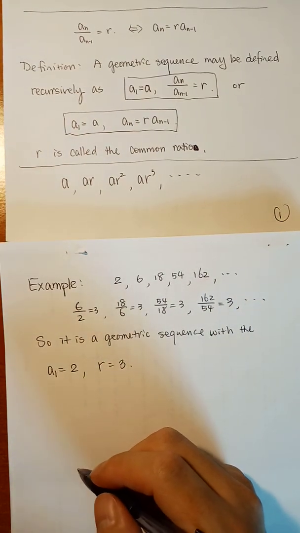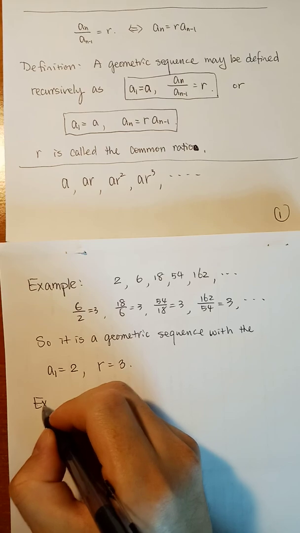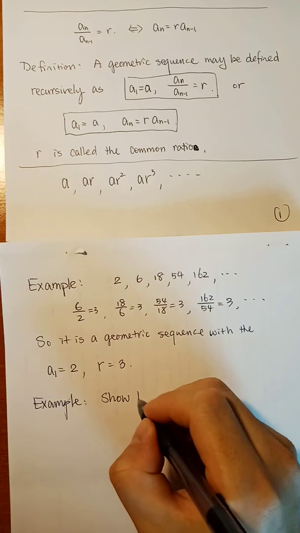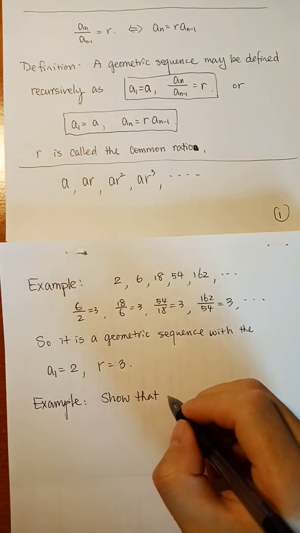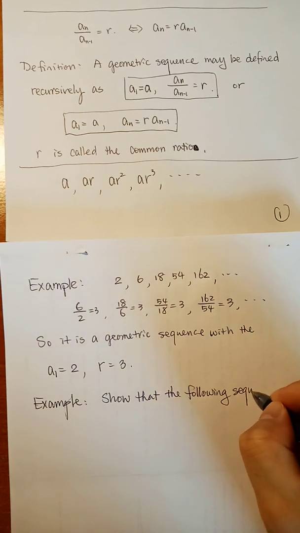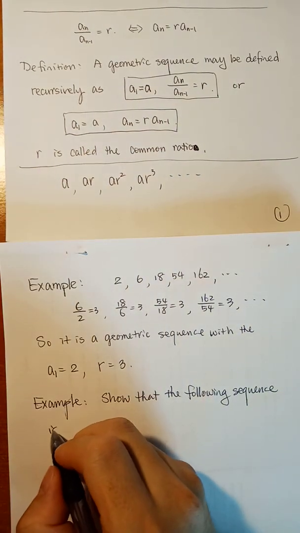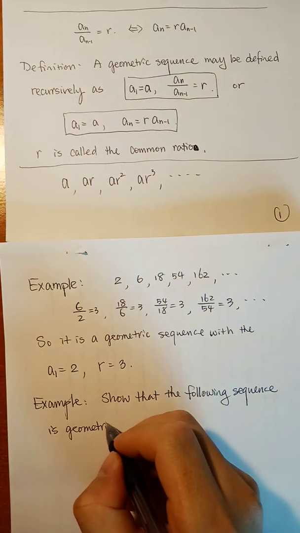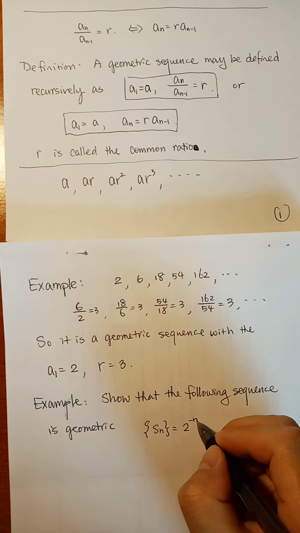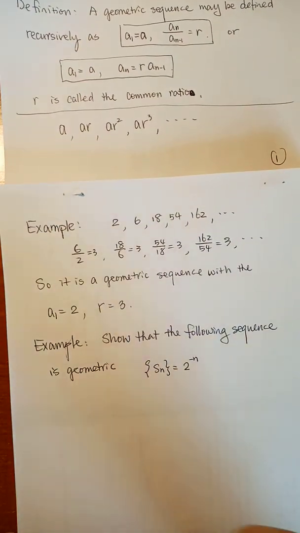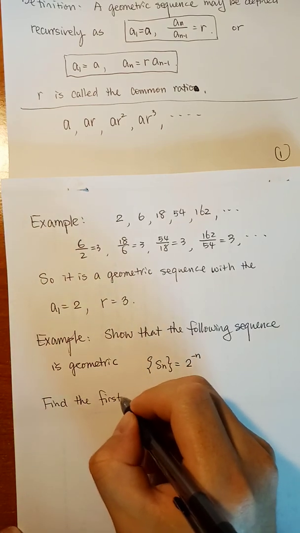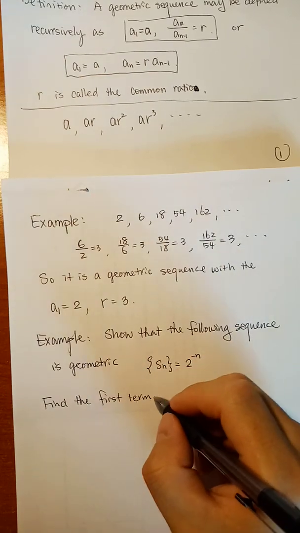Okay, let's check the next example. Show that the following sequence is geometric. The sequence is s_n equal to 2 to the negative n, 2 to the negative n. Find the first term and the common ratio.